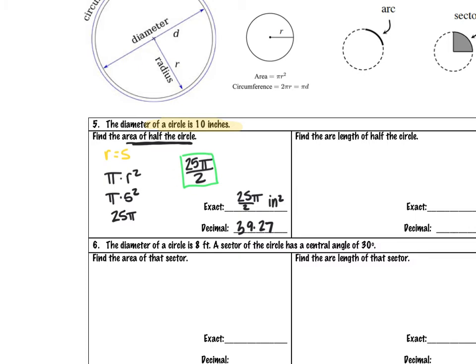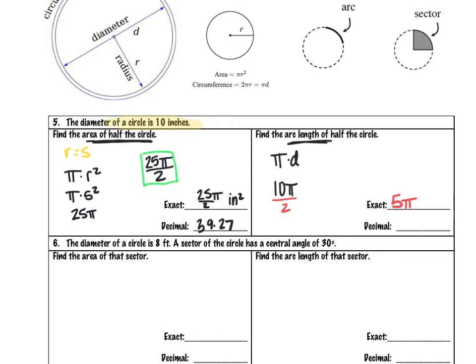If I want the arc length for half the circle, I would take the circumference, which is pi times diameter, and I know the diameter is 10. So the whole circle has a circumference of 10 pi. I only want half of it, so I'm going to divide it by 2. My exact answer would be 5 pi, or when I type that into my calculator, I would get 15.71, and those units were inches.